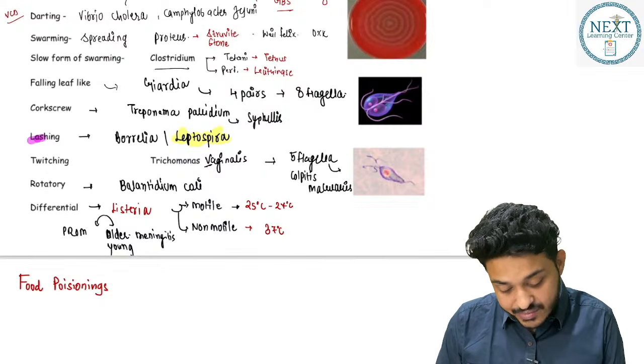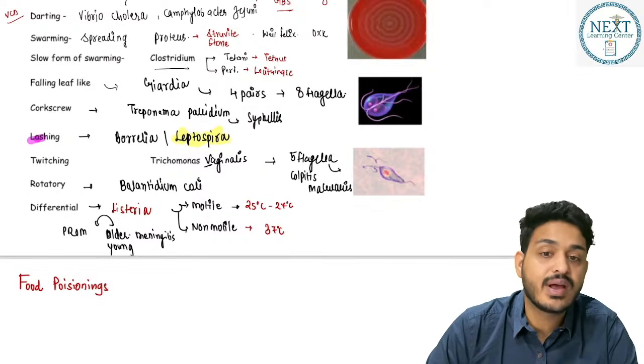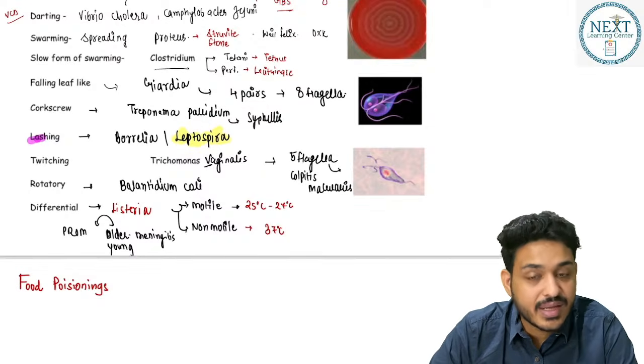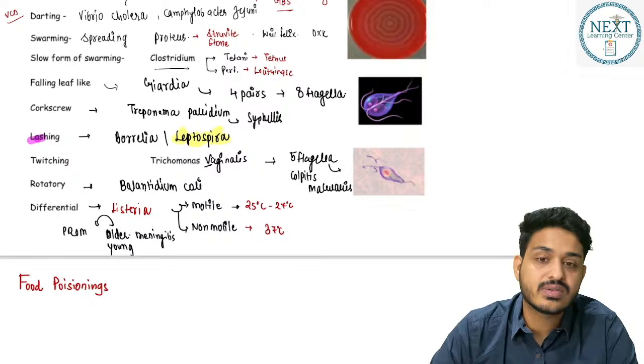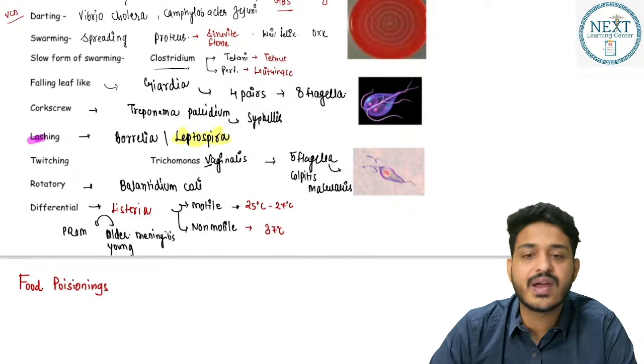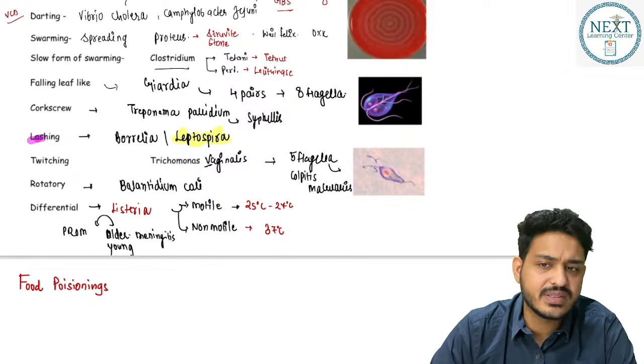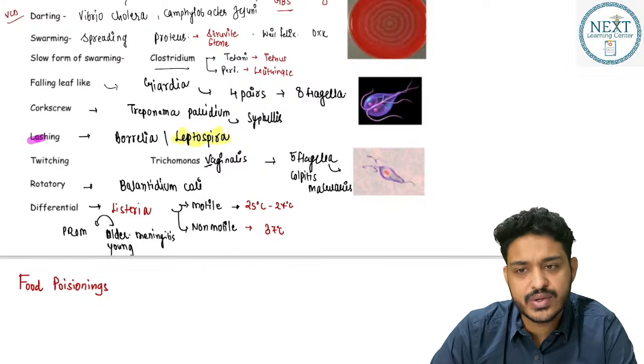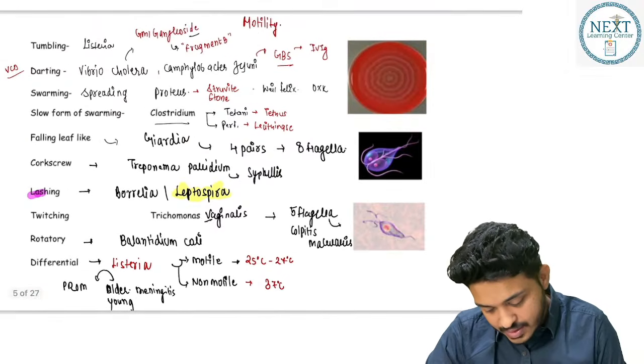But the important keyword, some keywords you have to remember, is going to be conjunctival suffusion. So this conjunctival suffusion word you will find. Urine, rice fields, paddy fields are going to be there. You think about this particular one, so this is going to be Leptospira.